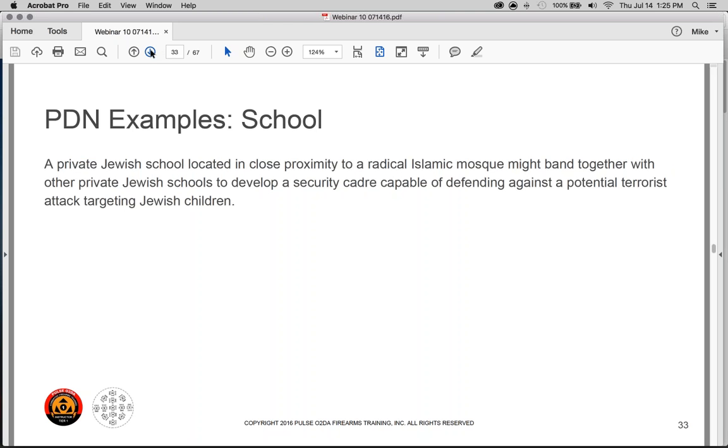Another example would be schools. A private Jewish school, once again a very simpatico population, located in close proximity to a radical Islamic mosque, might band together with other private Jewish schools to develop a security cadre capable of defending against a potential terrorist attack targeting Jewish children.